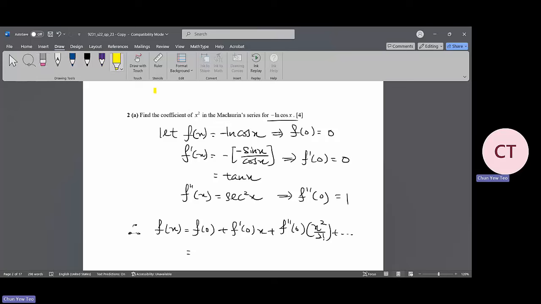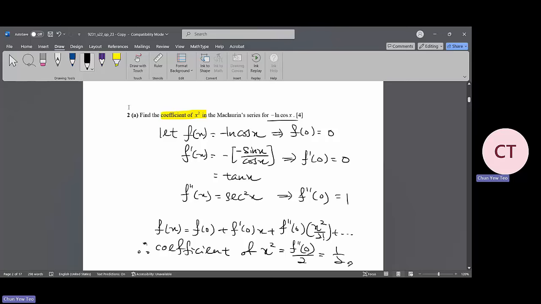My apologies, we're looking for the coefficient only, so there's no need for me to do that. Therefore the coefficient of x squared is actually equal to f''(0) over 2 factorial. It will be a half. So we just need to do like this. That's all, that is number 2a.